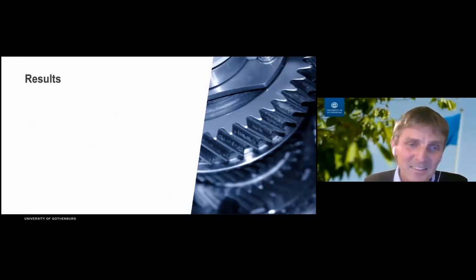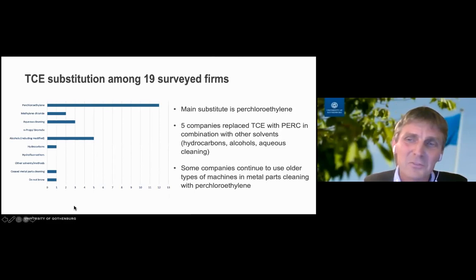I have three slides on the results. As I said, it's quite straightforward. So among the surveyed firms, the main substitute is perchloroethylene. Some companies replaced TCE with perchloroethylene in combination with other solvents like hydrocarbons, alcohols, aqueous cleaning. There's also methylene chloride, as you can see, and so on. And some companies continue to use older types of machines in metal parts cleaning with perchloroethylene also. Actually, a couple of the surveyed firms even state that they use machinery that is actually not allowed according to the authorizations. But in general, the machine park was very old also for moving on to using perchloroethylene.